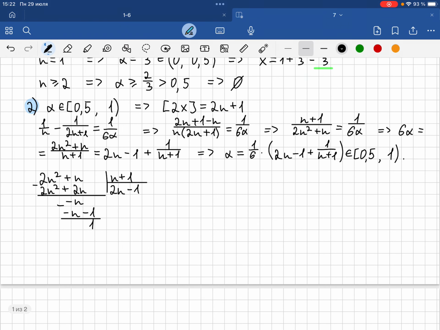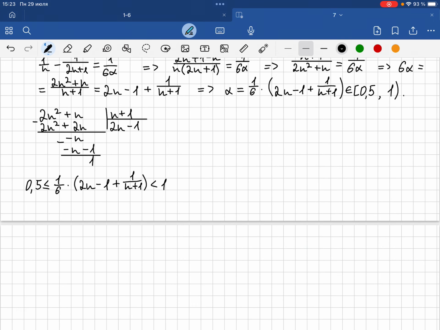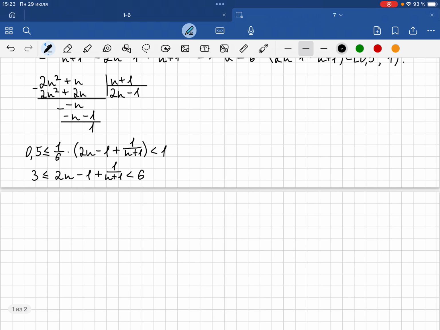Okay, so now let's rewrite it in the form of inequalities. 1 over 6 multiplied by (2n minus 1 plus 1 over n plus 1) is greater or equal than 1/2 and is lower than 1. Let's multiply it by 6. So 3 is lower or equal than 2n minus 1 plus 1 divided by n plus 1, which is lower than 6. And now let's add 1, which gives us 4 is lower or equal than 2n plus 1 over n plus 1, which is lower than 7.